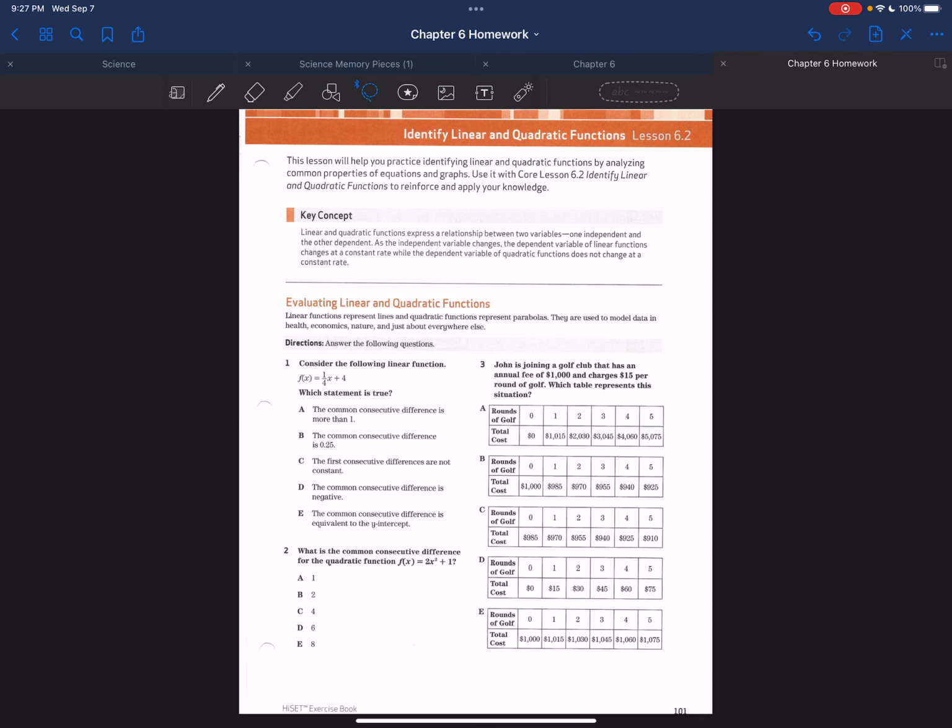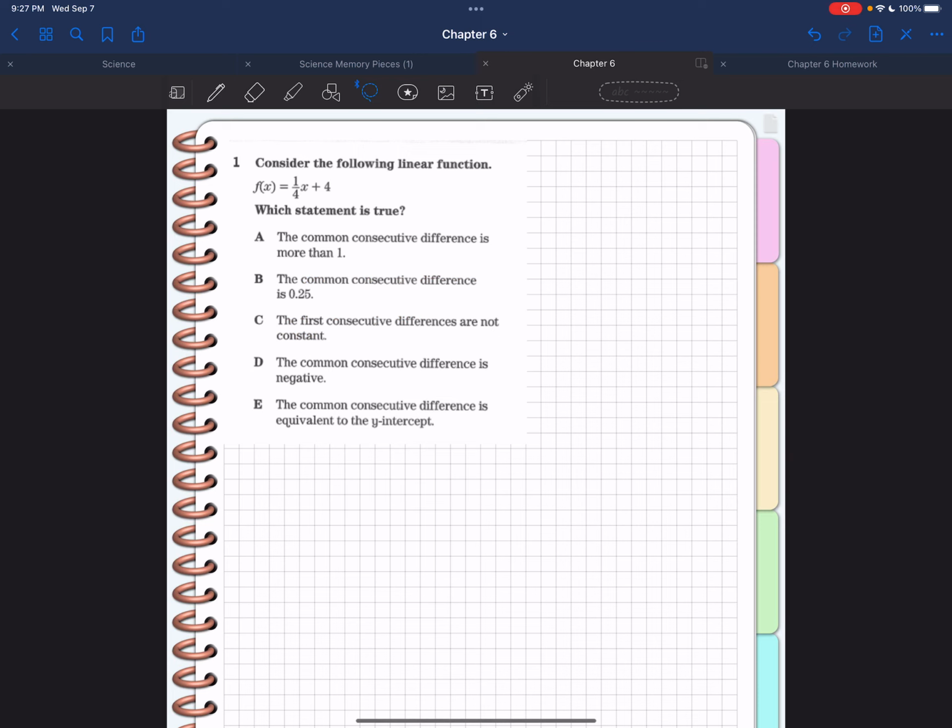No, maybe not. There are 19 questions in this lesson, and these are reviewing the textbook, chapter 6, lesson 2. So I'm going to be doing most of these, I'd say, in my notebook. But here's the first question.